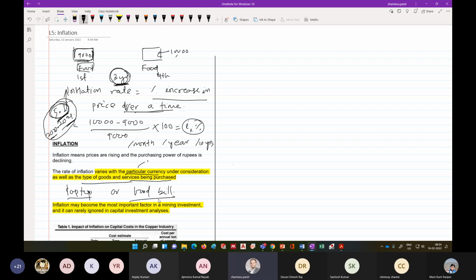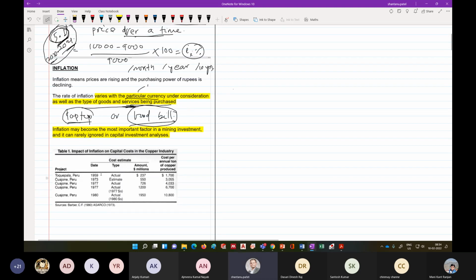So it depends upon what type of item or service you are purchasing. It can be different, but this 5.1 which we are talking about here is combining everything.